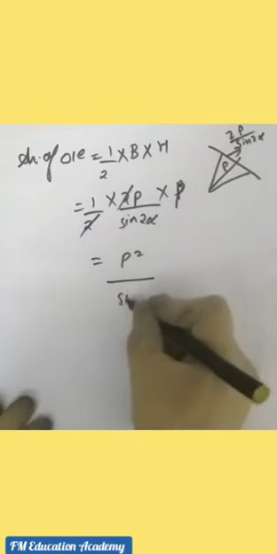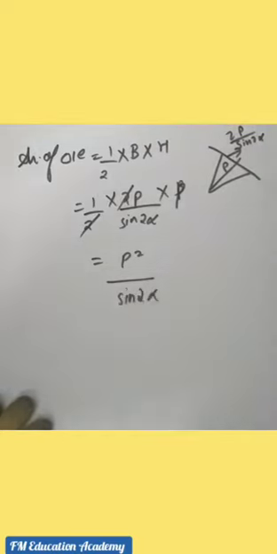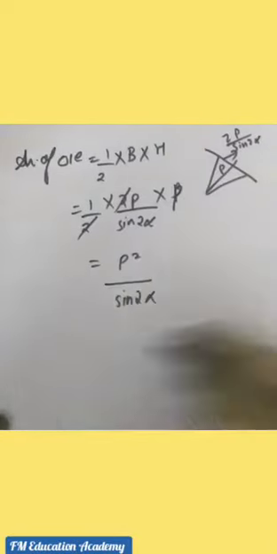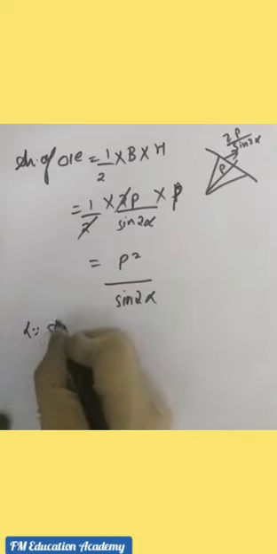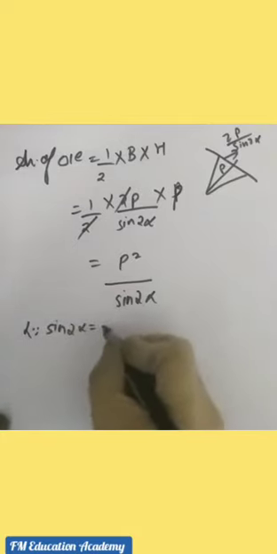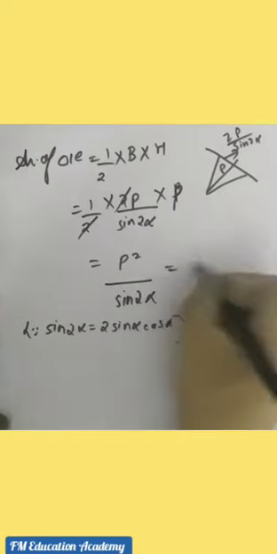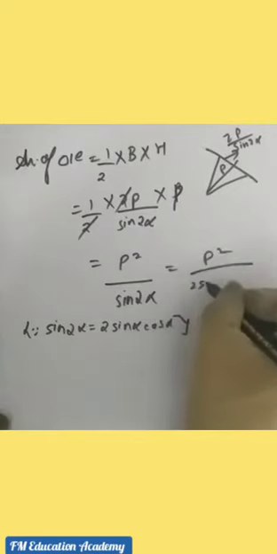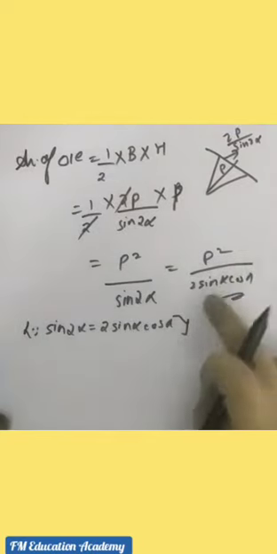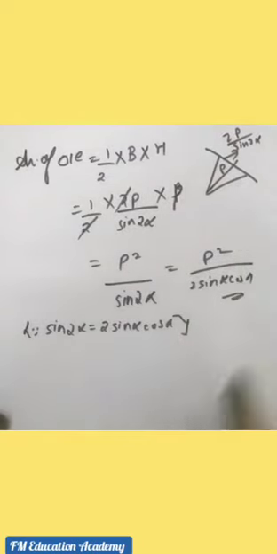And here in the denominator, the answer is given in terms of 2 sin alpha cos alpha. From the intermediate first year formula, we know sin 2 alpha is 2 sin alpha cos alpha. So in place of sin 2 alpha, write down 2 sin alpha cos alpha. So the area of the triangle is p squared by 2 sin alpha into cos alpha. If you didn't understand, rewind the video and see again.